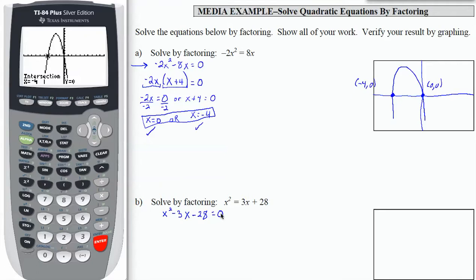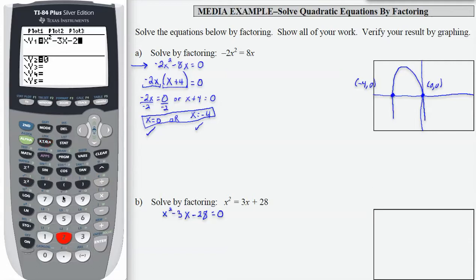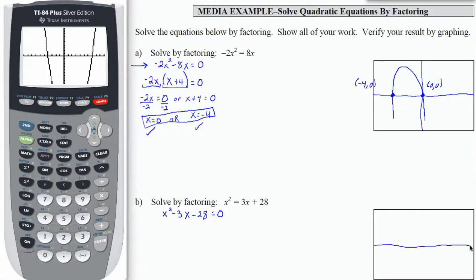Now I'm going to go ahead and put in my y equals equation. So this is going to be x squared minus 3x minus 28. I know my window is good. I'm going to press graph, and that's going to give me a parabola that opens up. I'm going to draw that here, and I've got something that is going about like this.